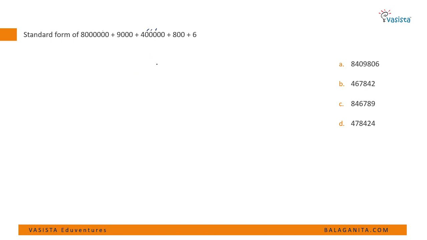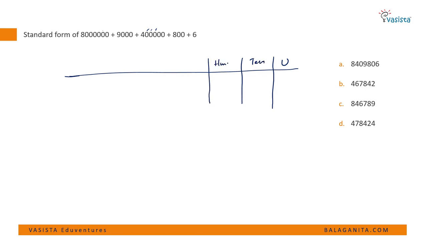So let me write down what they have given here. Let me place it in a place value table. This is going to be unit, then tens, then hundreds, then thousand, 10,000, then lakh, 10 lakh, then a crore will come like this.